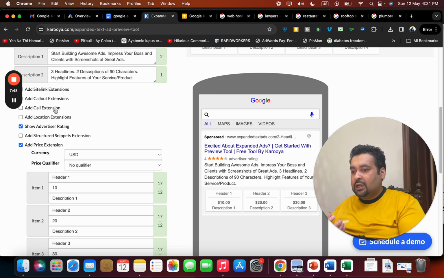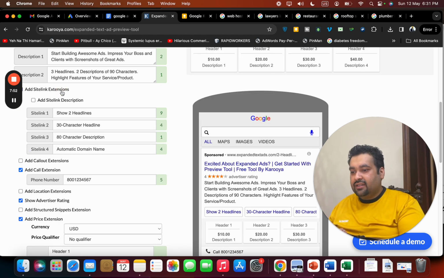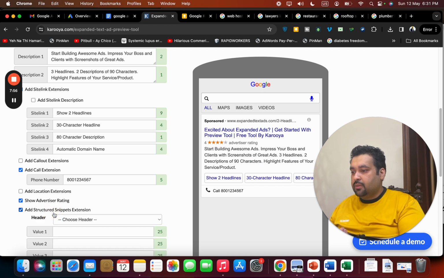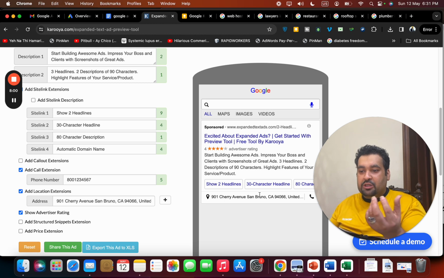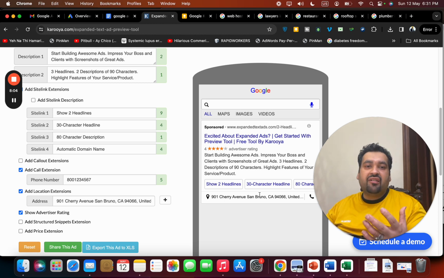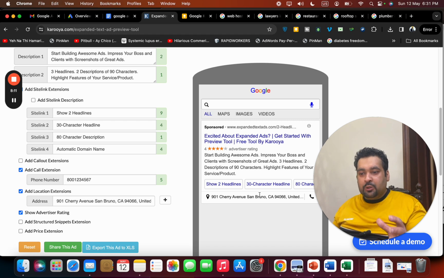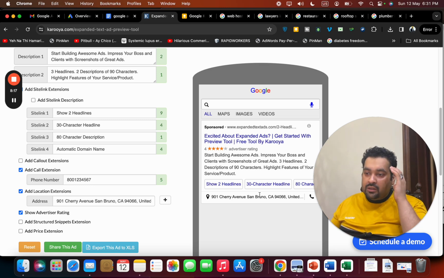What if I add the call extension with this? Like, call us. What if I add sitelink extensions on it? What if I remove this and I add the structured snippet, or what if I add the location extension, which wins the customer's trust? If you are providing your real address to them, people get more authenticity with it. So these help you. Having good ad extensions grabs the consumer's eye. So this is very important.